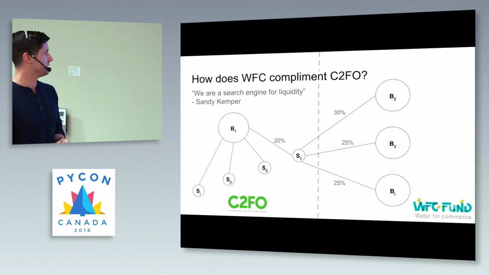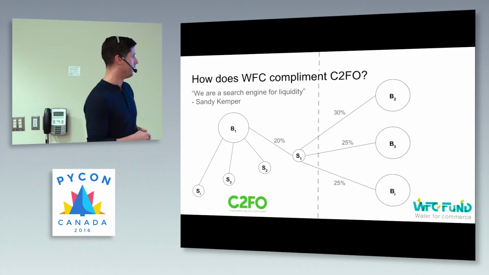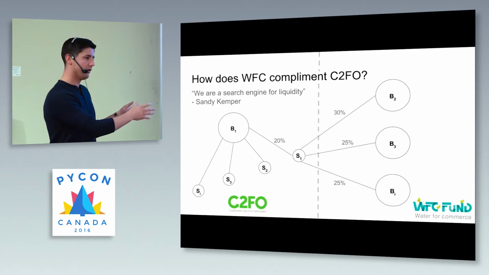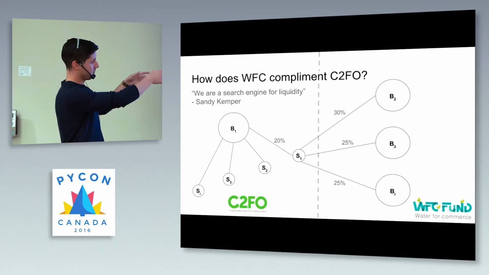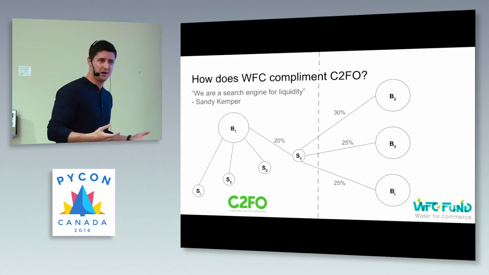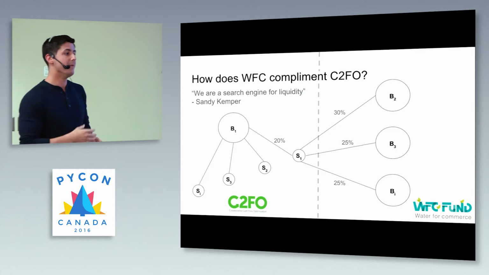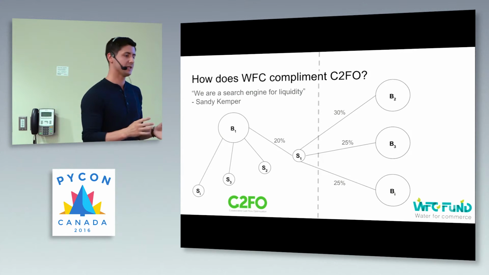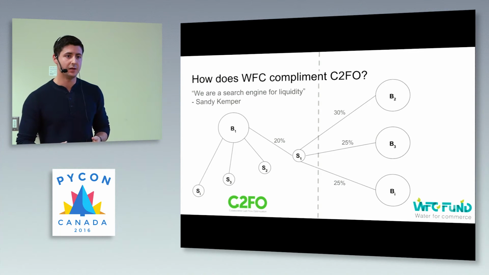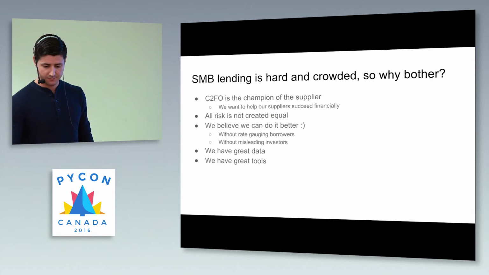So if that was clear as mud, I drew this picture where basically you see, like if we call B1 a buyer like Amazon, they have all those suppliers in their supply chain. And C2FO proper can service the supplier so long as that buyer is on the C2FO platform. But likely that supplier is doing business with other big buyers like a Target or a Home Depot or something that may not be on the C2FO platform. So that's where WFC comes in. Because at the end of the day, we're the champion of the supplier. We want to get them access to liquidity however we can, whenever we can. So that's where the fund comes in.